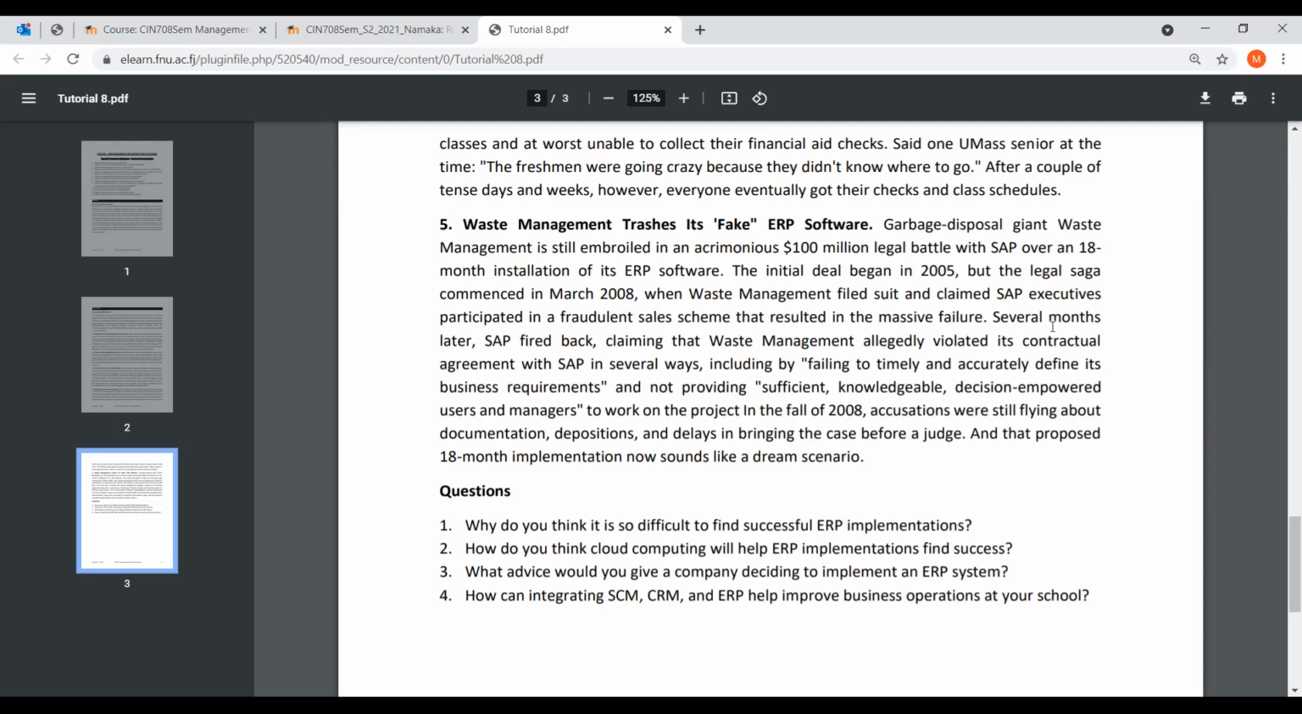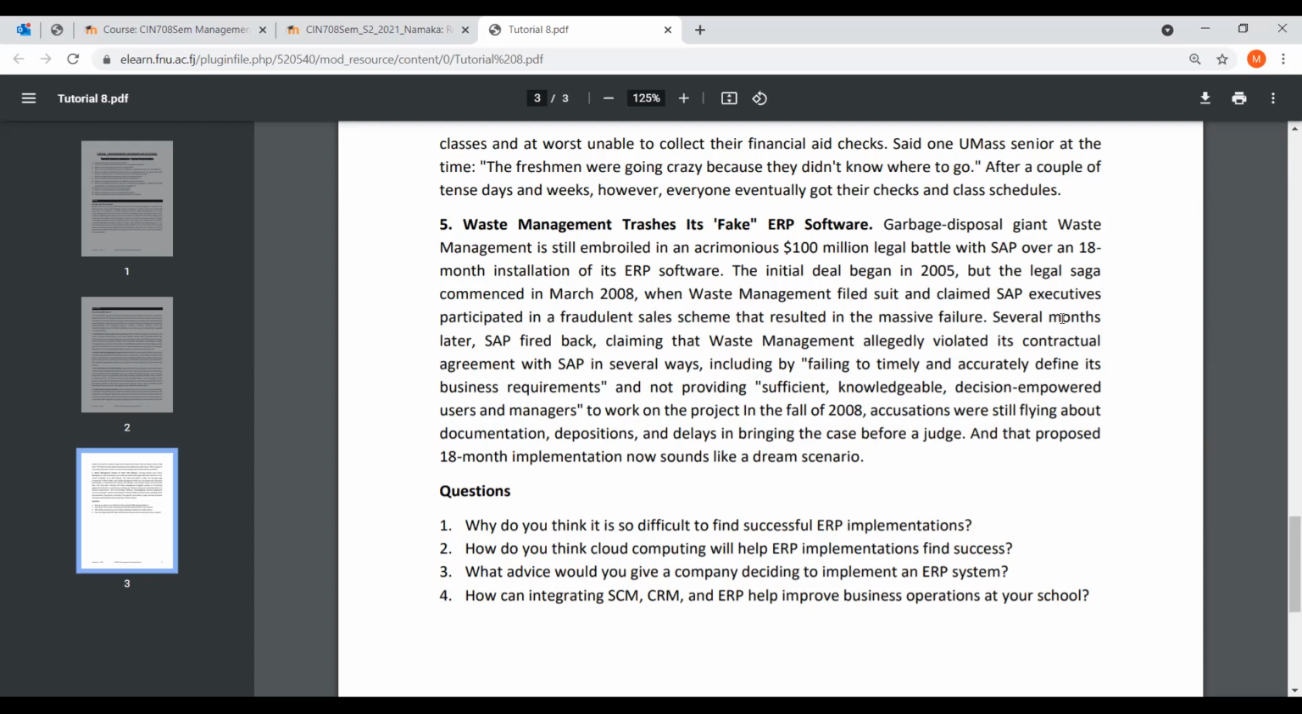Several months later, SAP fired back, claiming that Waste Management allegedly violated its contractual agreement with SAP in several ways, including by failing to timely and accurately define its business requirements and not providing sufficient knowledgeable, decision-empowered users and managers to work on the project. In the fall of 2008, accusations were still flying about documentation, depositions, and delays in bringing the case before a judge. And that proposed 18-month implementation now sounds like a dream scenario.